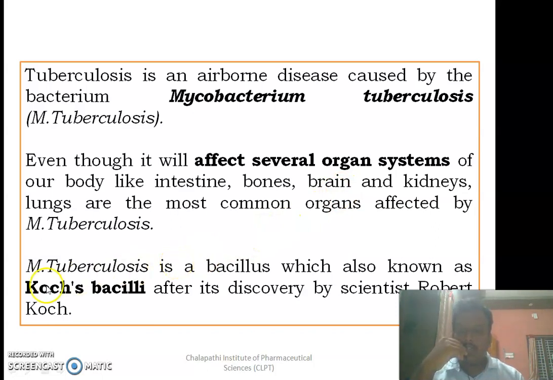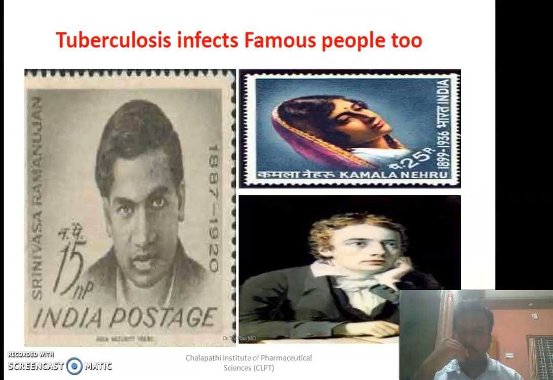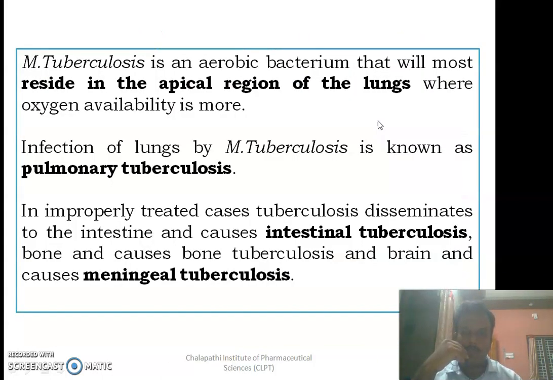And this Mycobacterium tuberculosis, which is the causative agent for tuberculosis, is also known as Koch bacilli, after its discovery by Robert Koch, the great personality who discovered Koch bacilli, Mycobacterium tuberculosis. And these are some of the eminent personalities who suffered from tuberculosis and died of it. This is Srinivas Ramanujan, and this is Kamala Nehru.